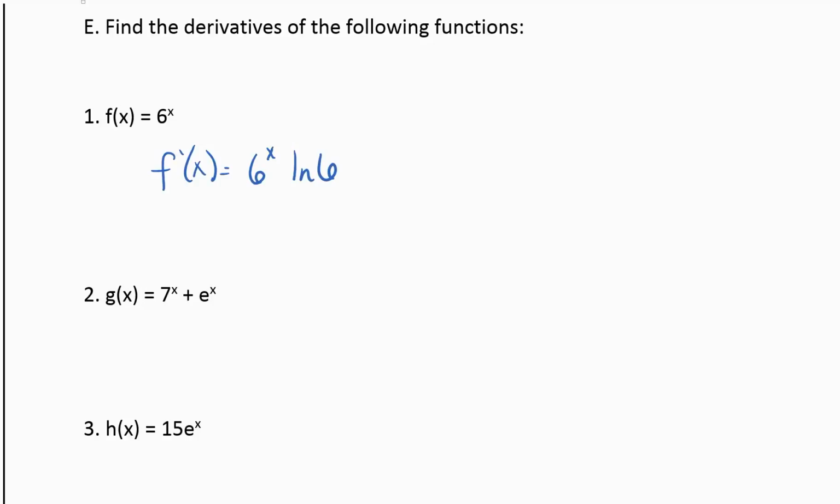Okay, number 2 here says g of x is 7 to the x plus e to the x. So we'll take the derivative of 7 to the x, which would be 7 to the x natural log of 7, plus the derivative of e to the x, which we know is easy, just e to the x.